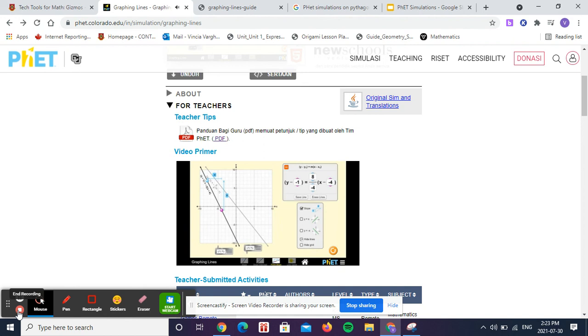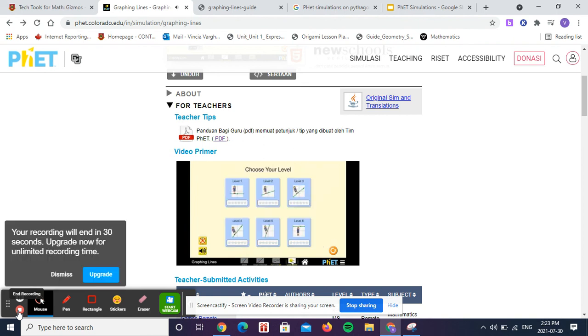Now let's take a look at the line game to see how students can check their understanding of linear equations and line graphs. The game screen consists of 6 levels, which increase in difficulty. The teacher tips on the PhET website give specific details about the types of challenges included in each level.